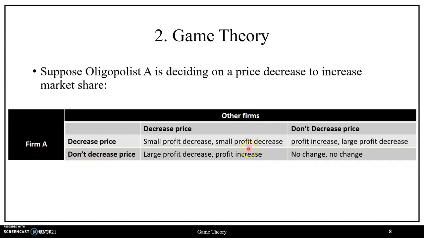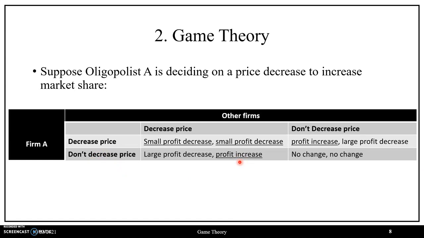Now, alternatively, firm A could also choose to not decrease their price. So other firms could choose to decrease their price to get a profit increase, or not decrease their price in order to get no change in their profits. They prefer a profit increase over no change, so other firms will select to decrease their price when firm A decides to not decrease their price. So we underline that selection.